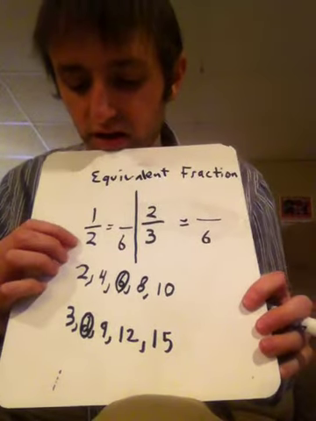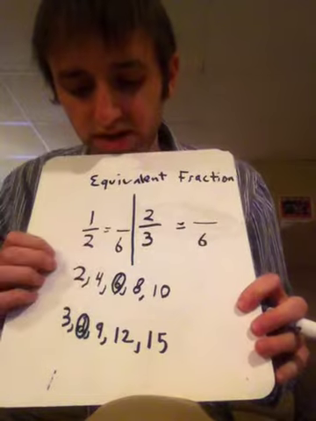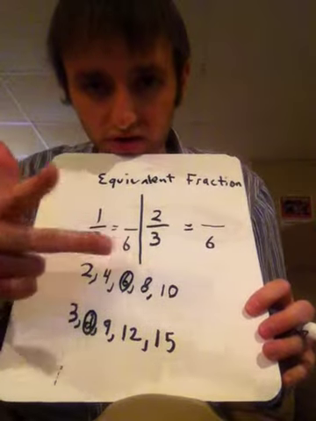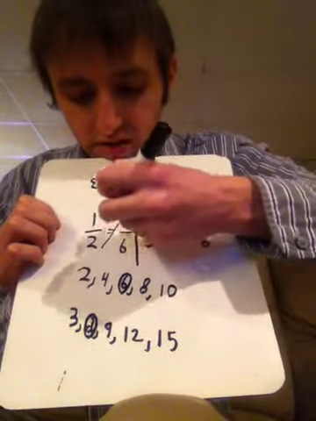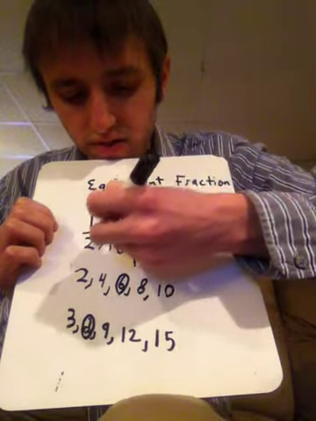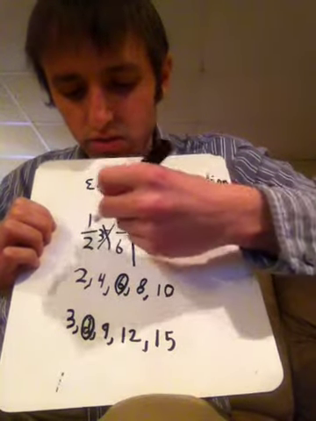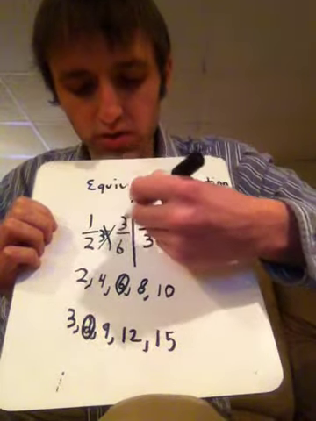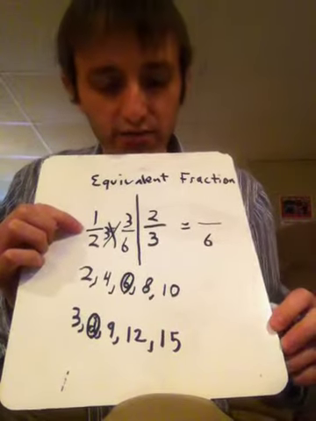Now here's the only tricky part. You need to ask yourself, how many 2's go into 6? Well, 2, 4, 6, that's 3. So what I like to do is write a big times symbol and write a big 3. So 2 times 3 is 6, 1 times 3 is 3. So 3/6 is an equivalent fraction to 1/2.